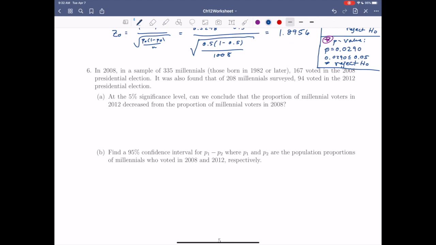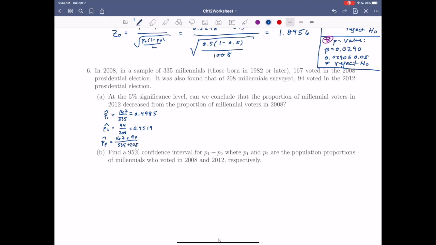We're going to have P1 hat. This will be the proportion of our first sample. That'll be 167 over 335. That turns out to be 0.4985, just to 4 decimal places. The second sample proportion is going to be 94 out of 208. That's going to be 0.4519. And then our pooled sample proportion will be 167 plus 94 over 335 plus 208.